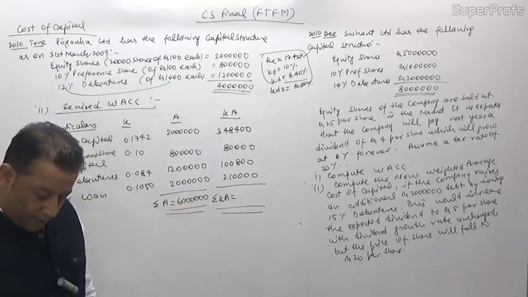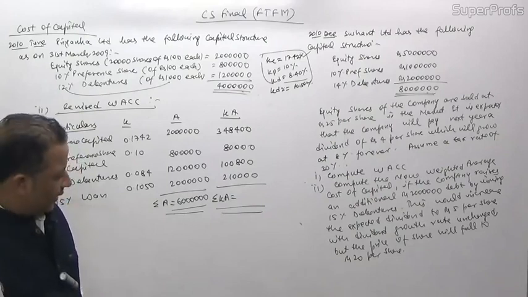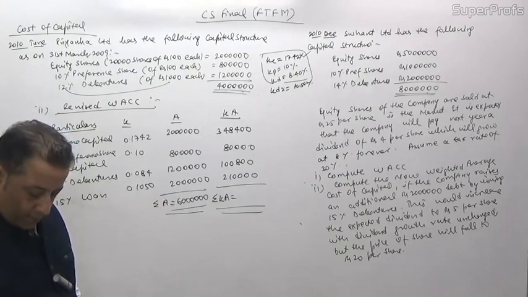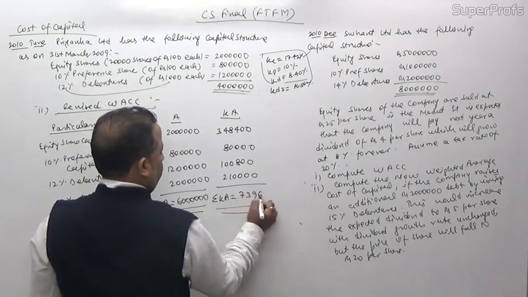Three lakh 48,400 plus 80,000 plus 1 lakh 8,000, plus 2 lakh 10,000, is 7 lakh 39,600.